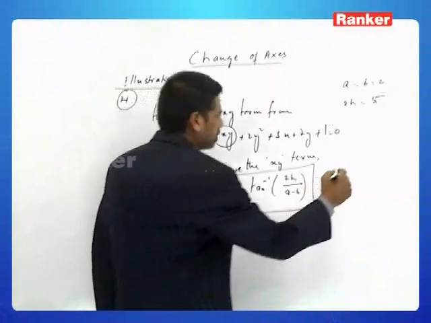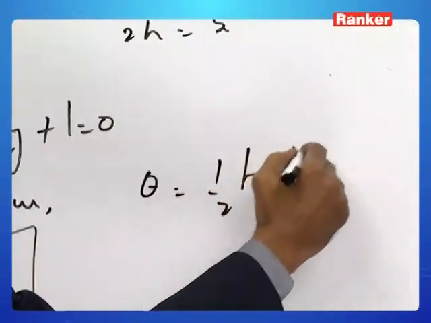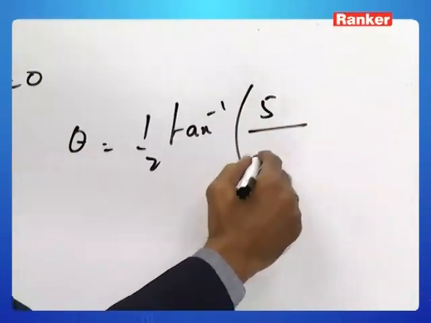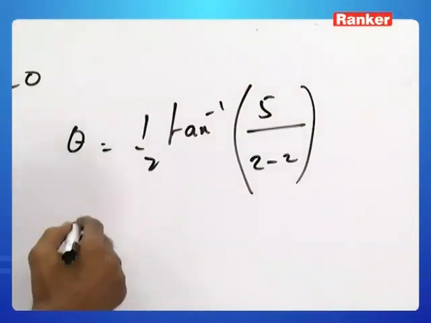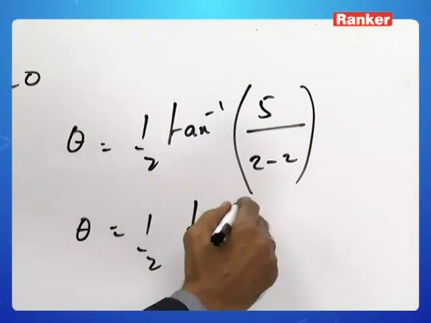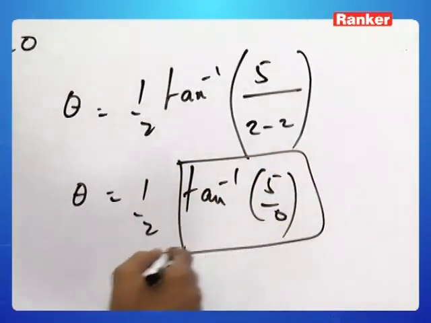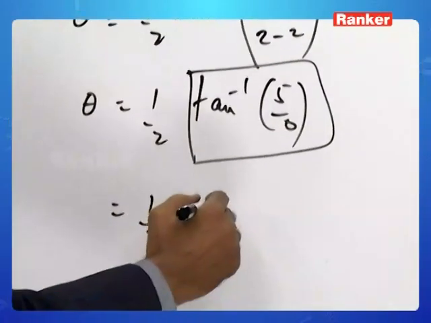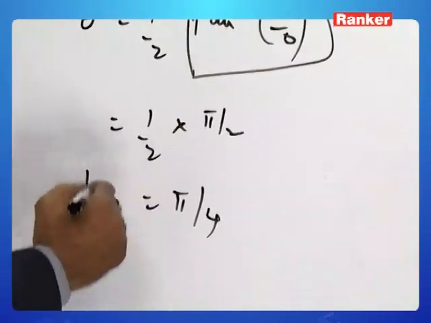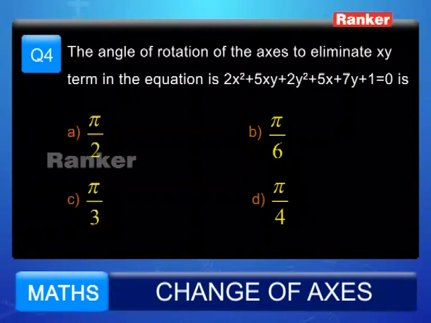So applying this in the formula, this is half tan inverse, 2h is 5, a minus b is 2 minus 2. So theta is equal to half tan inverse 5 by 0. So this is 90 degrees and you will get the angle of rotation as pi by 4. Option D.